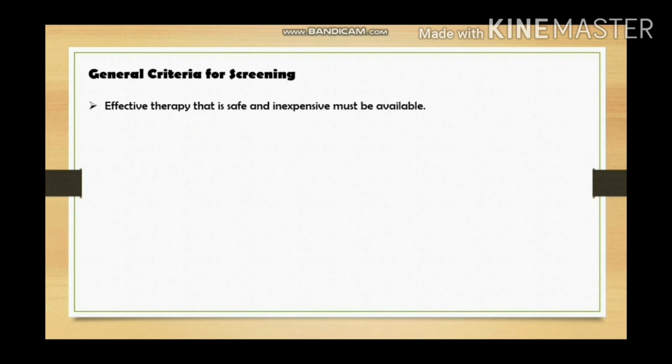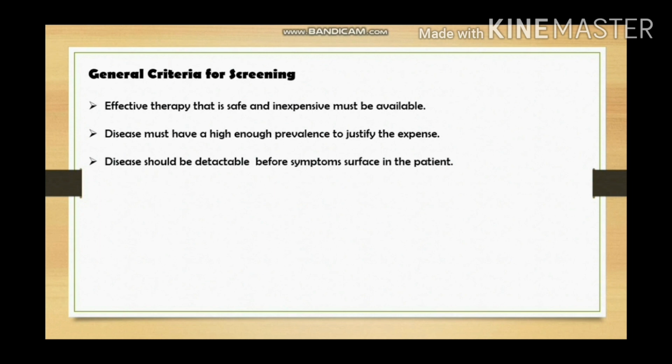Now let's start with screening for a disease. General criteria that should be kept in mind while developing a screening test are: effective therapy that is safe and inexpensive must be available so that it is available for a wider section of the population. The disease must have a high enough prevalence to justify the expense, because a large amount of money is spent on development and research of lab tests. The disease should be detectable before symptoms surface in the patient.